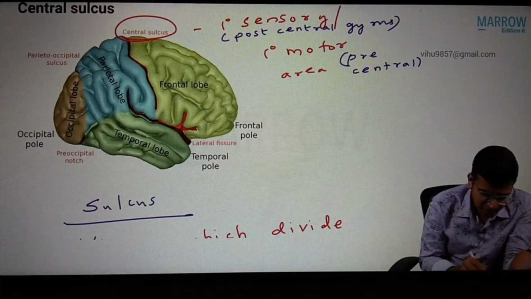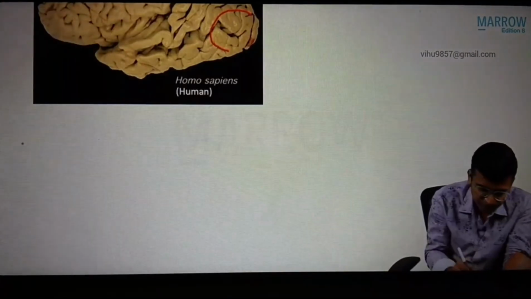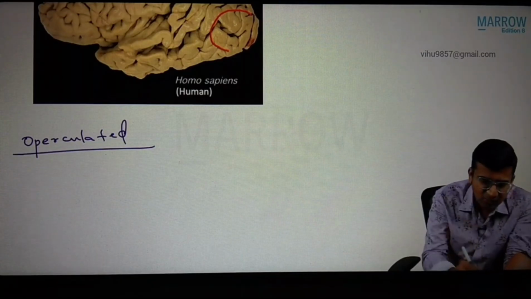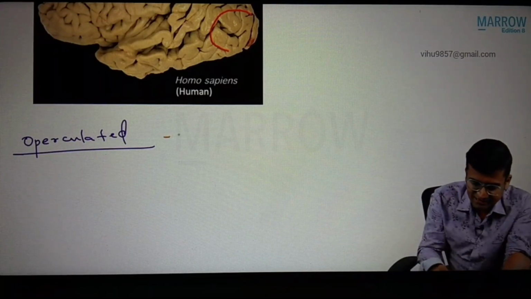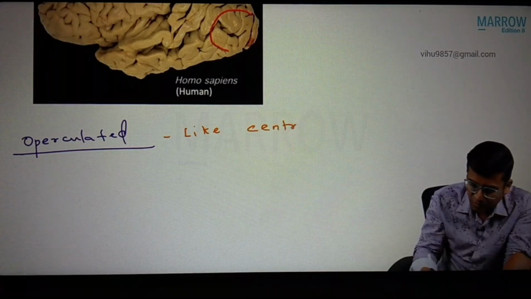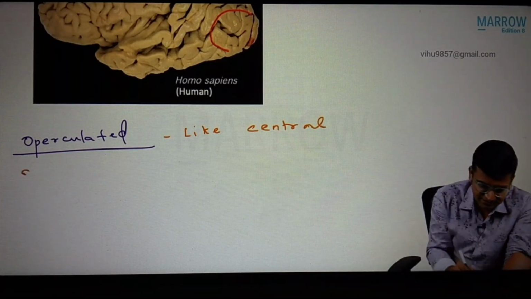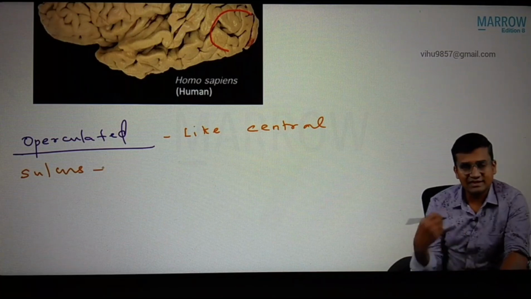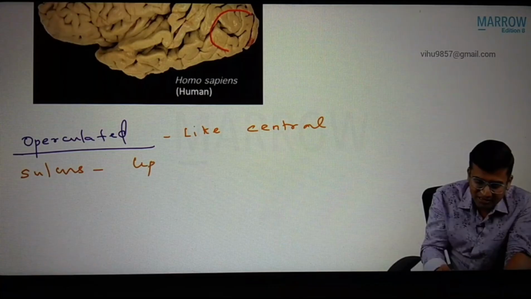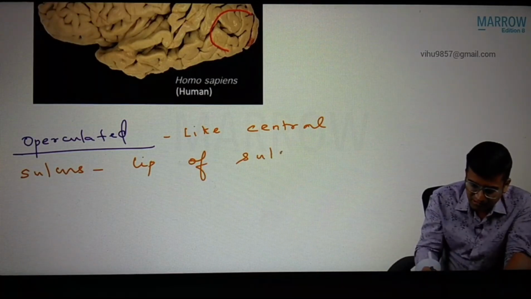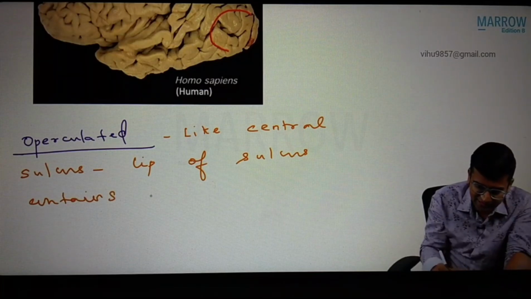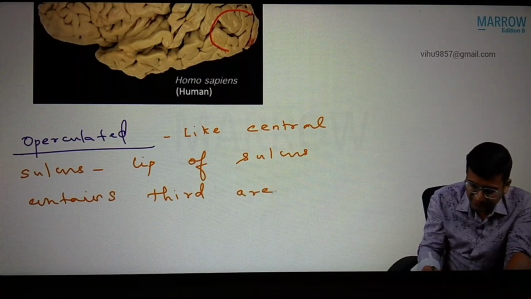Okay, next one, operculated sulcus. The operculated sulcus is like the central sulcus, which divides two different functional areas. But the difference is that the lip of the sulcus contains a third area, another area.